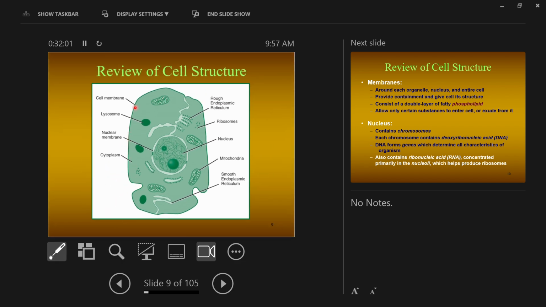The cell membrane does the covering, and then all this sort of greenish stuff throughout, that's all the water. It's all filled with water, cytoplasm. Okay.